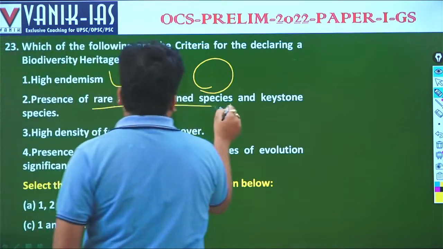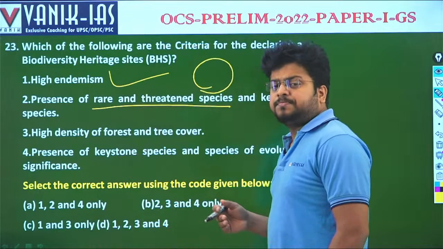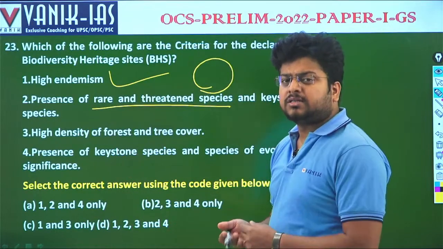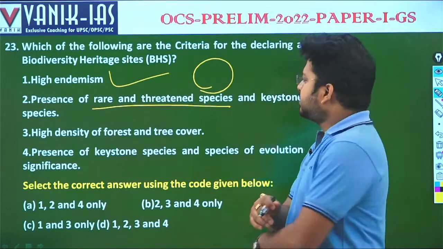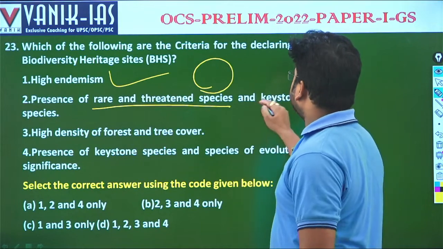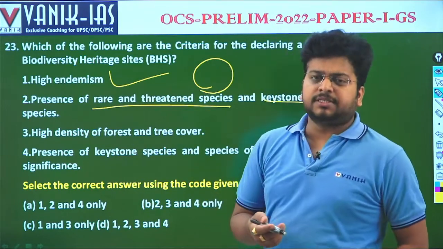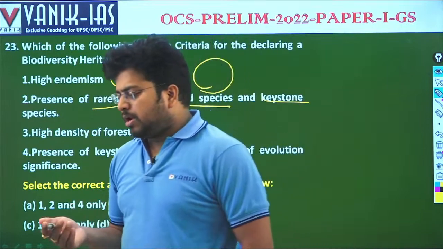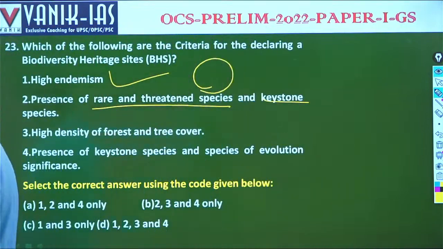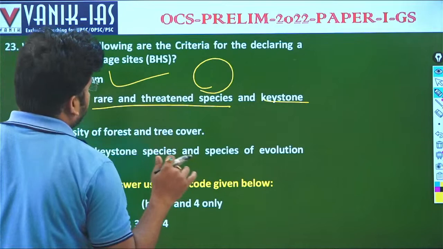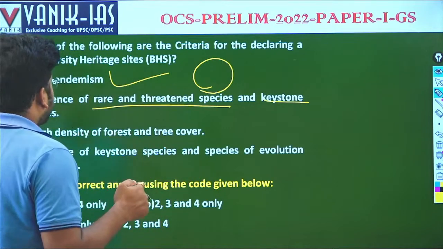Presence of rare and threatened species, keystone species. Rare and threatened species means those species which are already critically endangered. Keystone species, for example, tiger is a keystone species. Lion, elephant is a keystone species, whose relevance is very high in a particular environment. Right. That is keystone species.